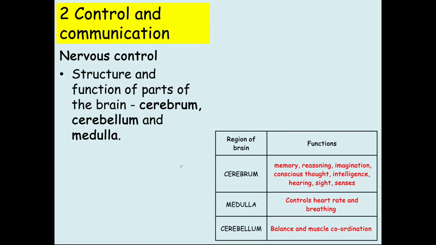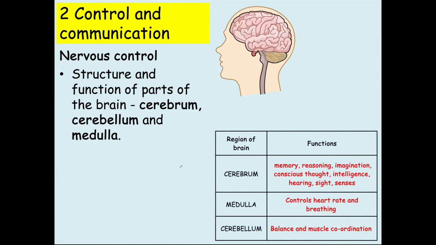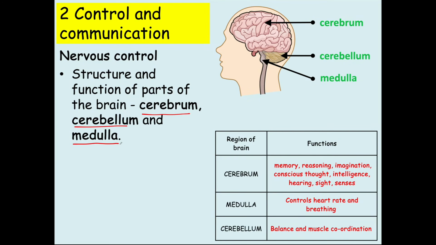Now, talking about our brain, here's a human head with a brain in it. There are three main parts that we need to know about for the exam. Those are the cerebrum, the cerebellum, and the medulla. We need to know about all three of those parts. In addition to knowing where they're located within the brain, and you can see the distinct regions here for each of the three parts, we also need to know the functions of each part.